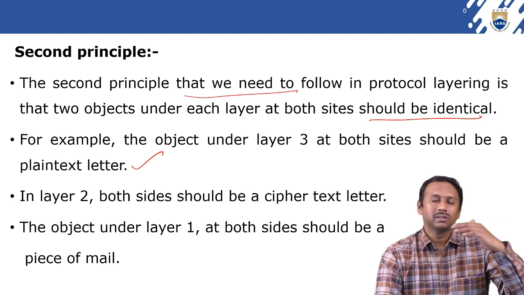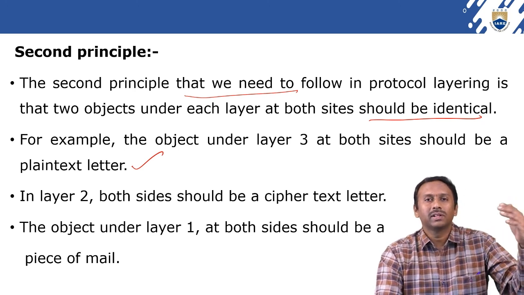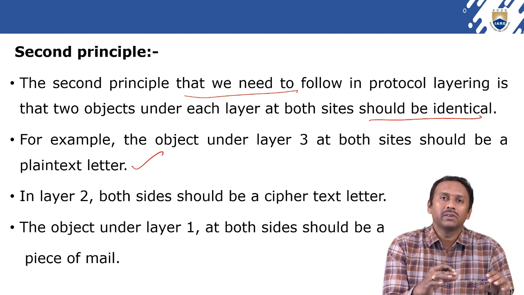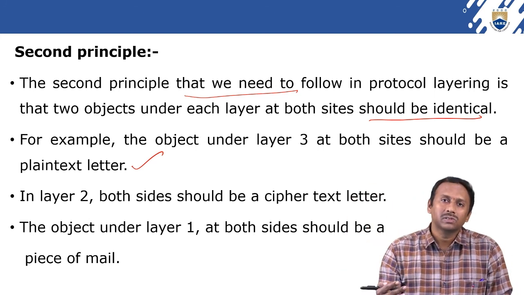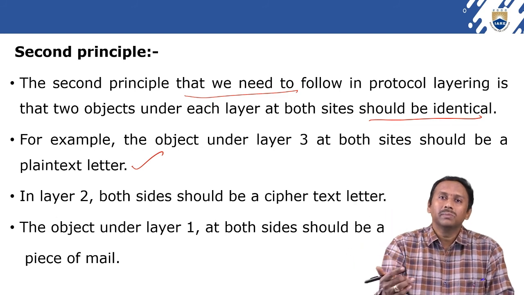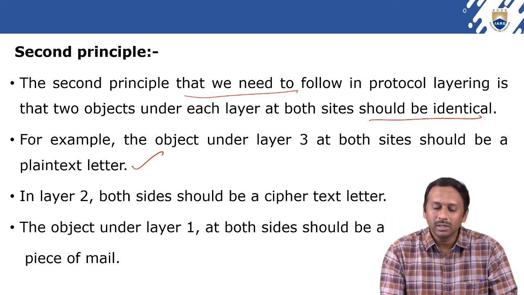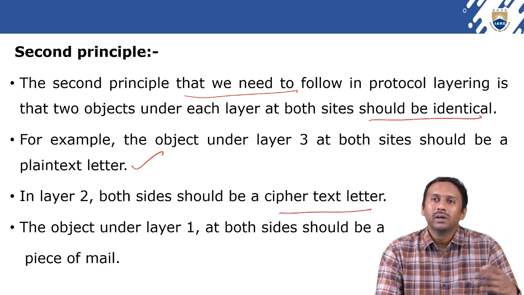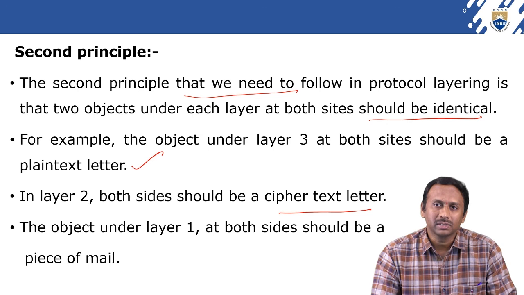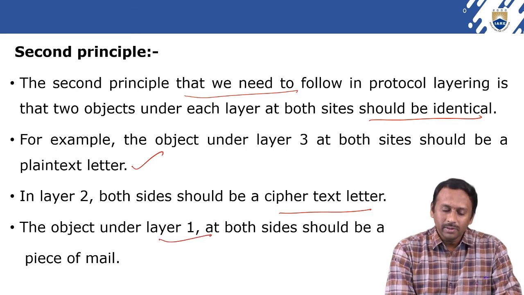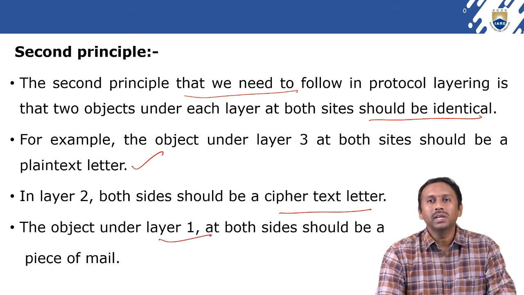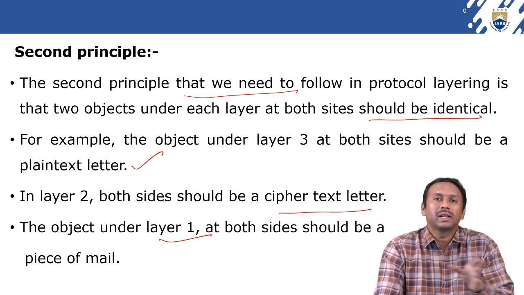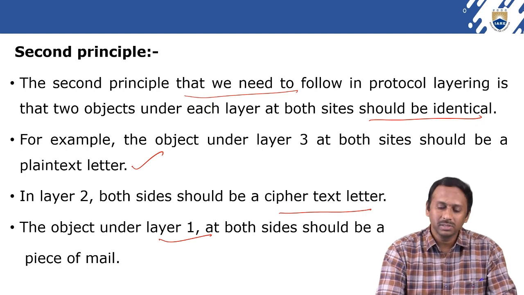So in the second layer, what will happen? After sending a letter, it will be encrypted, then it will be in ciphertext mode. On the receiver side also, after receiving the mail, immediately it looks like ciphertext only. So in layer 2, both sides should be ciphertext. The object under layer 1 at both sides should be a piece of mail, because in layer 1 there is only transmitting or receiving of the mail.